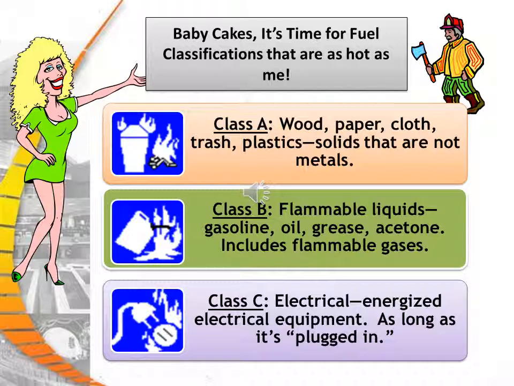We have Class A, which is wood, paper, cloth, trash, plastics, solids that are not metals. We have Class B, which are flammable liquids, such as gasoline, oil, grease, acetone, and flammable gases. We have Class C, which is electrical energized equipment, as long as it's plugged in.